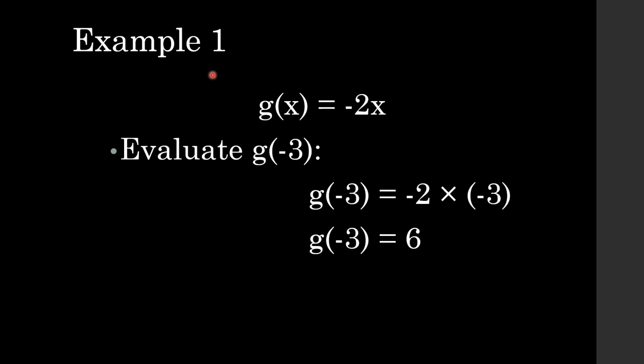Example 1. Given a function g of x equal to negative 2x, we want to use this to evaluate g of negative 3. When you want to evaluate g of negative 3, the input is negative 3, which is the object, and the machine is g of x, which is negative 2x.